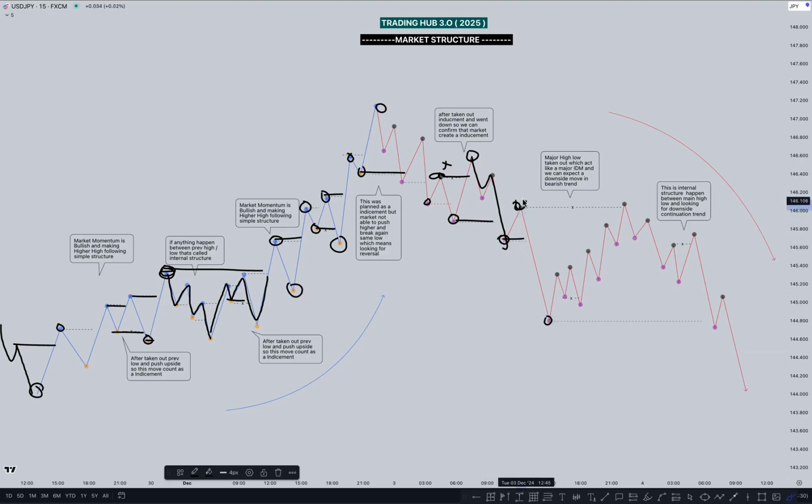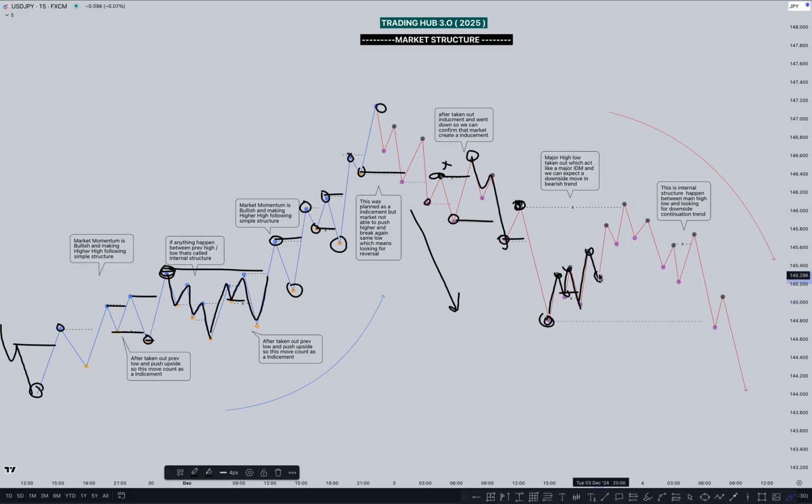So right now we have an area, this lower high and this lower low. If anything happens between these, this is called internal structure. Internally, the market is looking for continuation in a bullish trend, but in the major trend, we can see here the market momentum is bearish. Internally, the market creates higher high, higher low, higher high, taking out this low, again going higher high, taking a pullback.